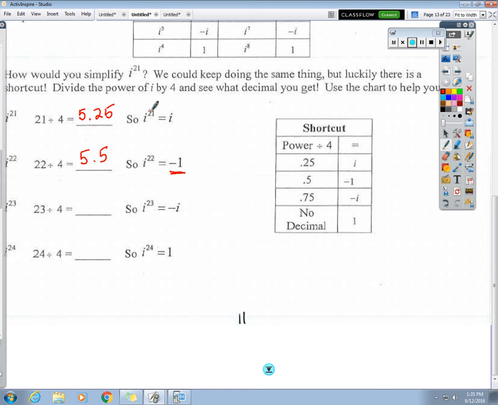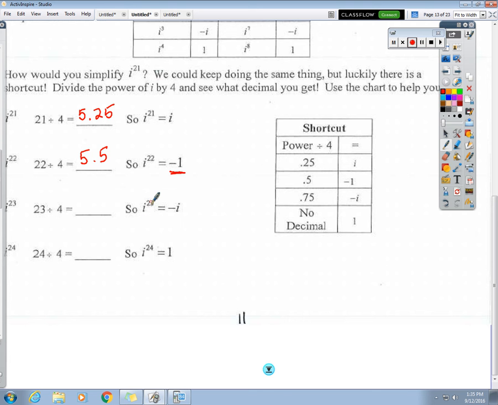So like for this one, wouldn't the first 20 of them have made 10 pairs of negative 1s, which would have come back as a positive 1? But then you would have had that 21st i left over, so it would have been positive 1i, which you just write as i. Okay, so let's think about this one before we do the shortcut method.